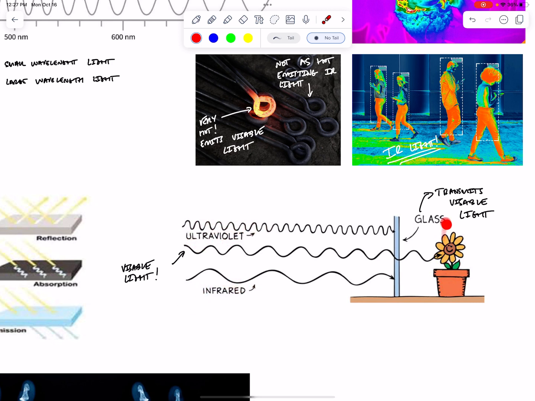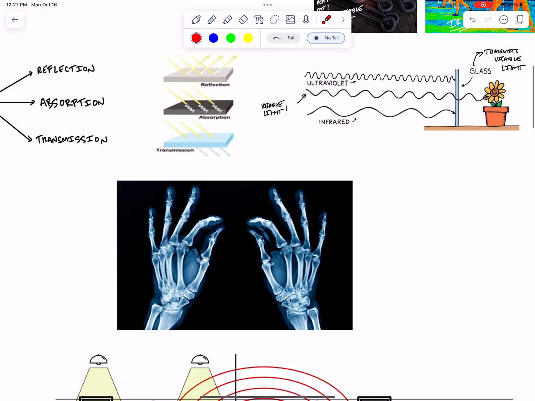So it's impossible actually to get a sunburn behind a pane of glass, like in your car. You can't get a sunburn if you have the windows up. If you roll the windows down, all bets are off. You can get a sunburn. So the glass absorbs ultraviolet light and it absorbs infrared light, but it transmits visible light. Okay, so that's a property of glass.